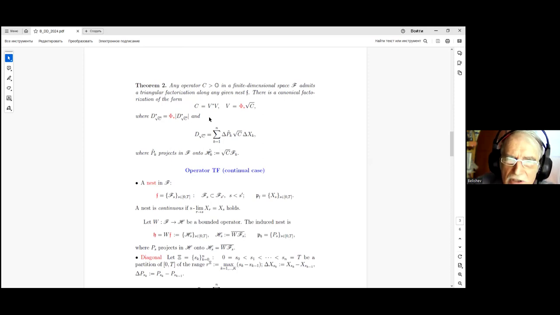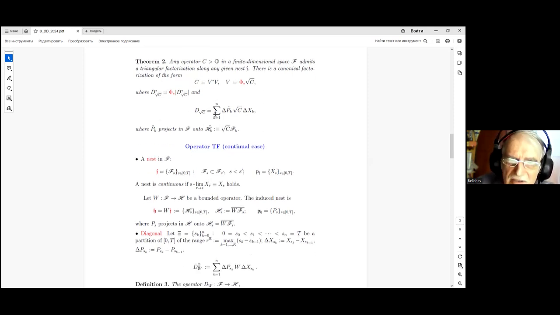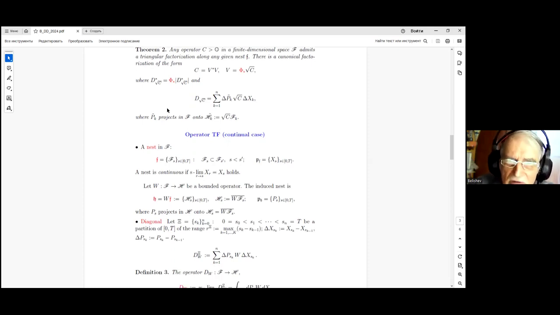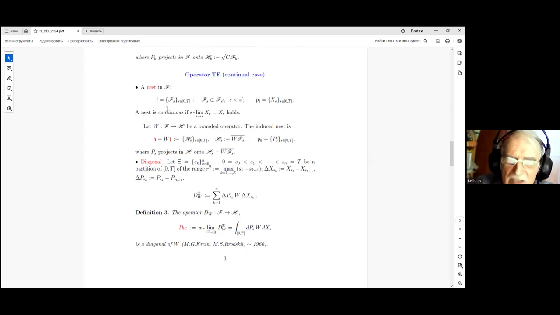It is an interpretation of the matrix factorization in operator terms, and the main element of this interpretation is the diagonal of the square root of the operator under factorization. Now let us consider the continual case.